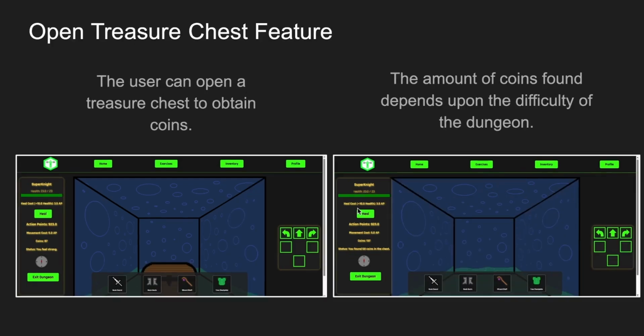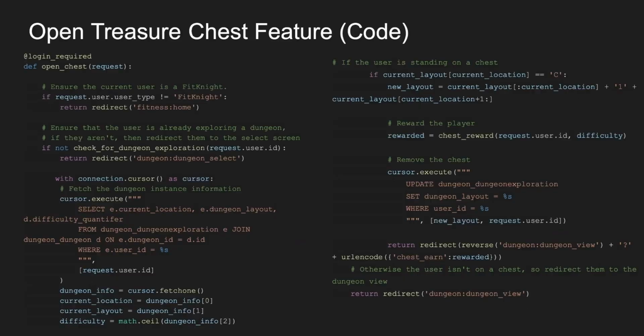Here's the Open Treasure Chest feature. So you can see when you encounter a treasure chest, it's right here. You click on that to earn coins. And then once you click on it, it'll tell you, hey, these are the coins that you've earned from the chest. These are the total coins that you currently have in your run. And then you'll see that the chest is no longer on the screen.